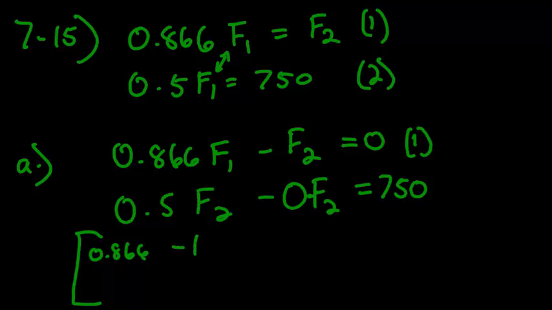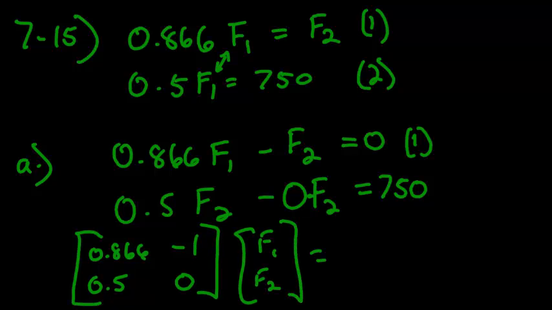So we can rewrite this now as the matrix 0.866, minus 1, 0.5, 0, times F1, F2, and this is equal to B, which is 0 and 750. So that's pretty easy, and we can see that. Let's go to part B.